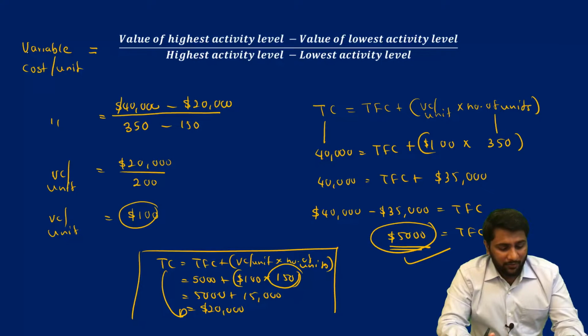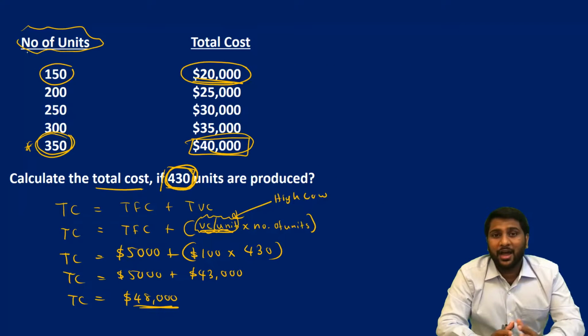So I hope you got a very good understanding about the high-low method and how to get the values using the high-low method.